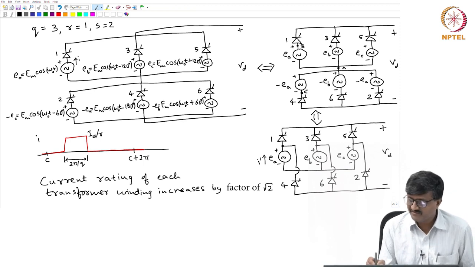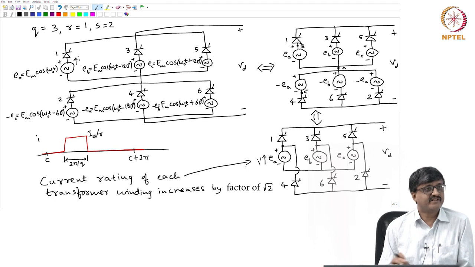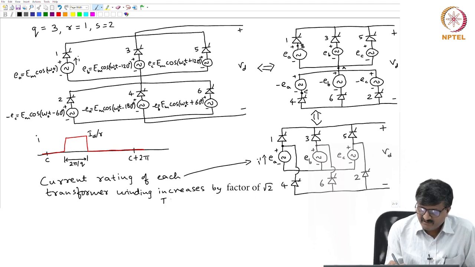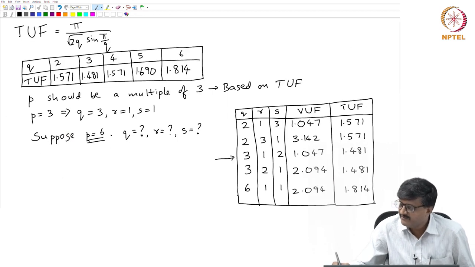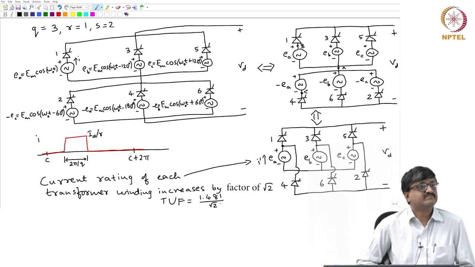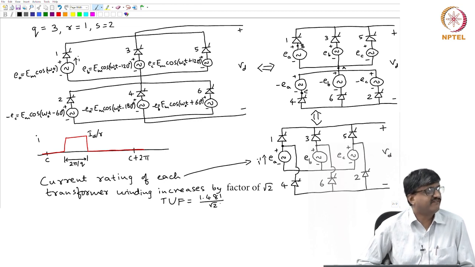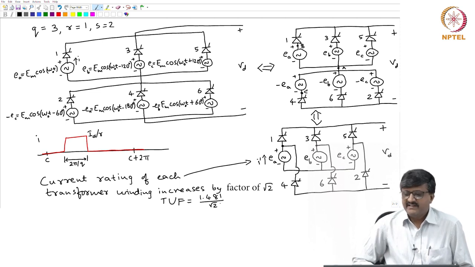Now I am talking about this circuit, the last circuit that I derived. The current rating of each transformer winding in this circuit increases. For this circuit, TUF is equal to the value that was obtained. So the value was 1.481 divided by root 2. So there is a reduction in the transformer utilization factor. So this is possible by manipulating the circuit.